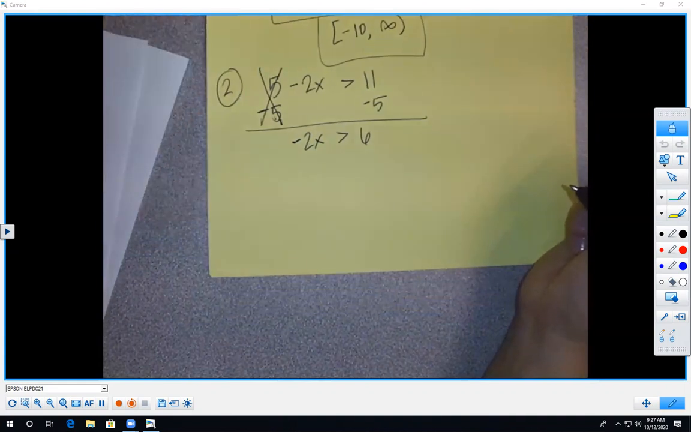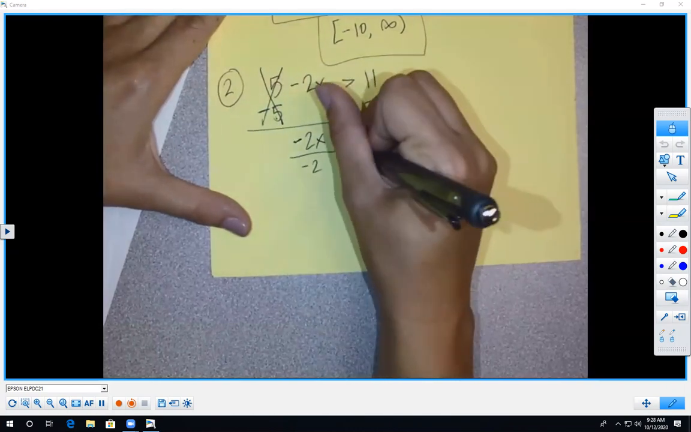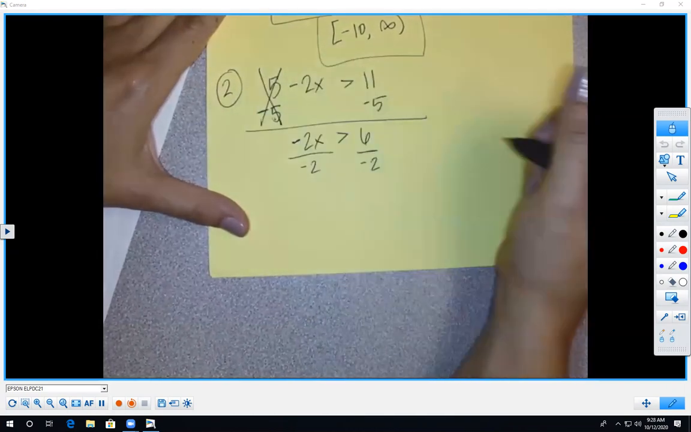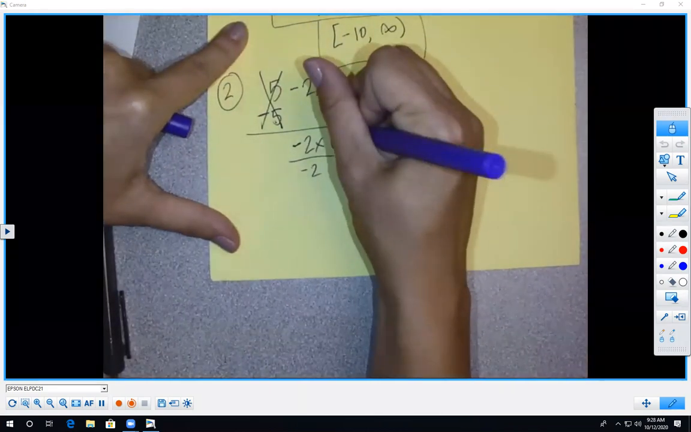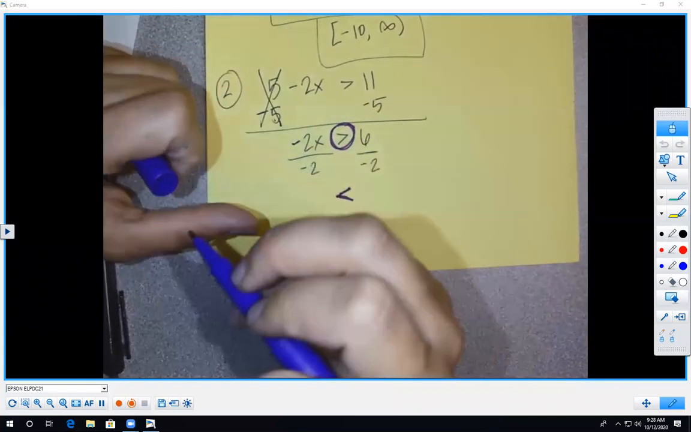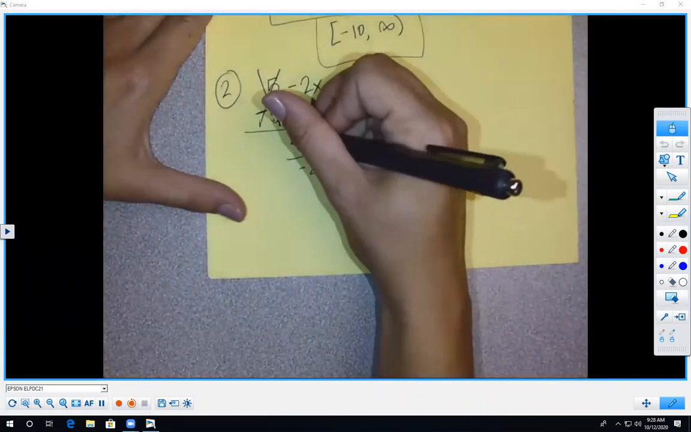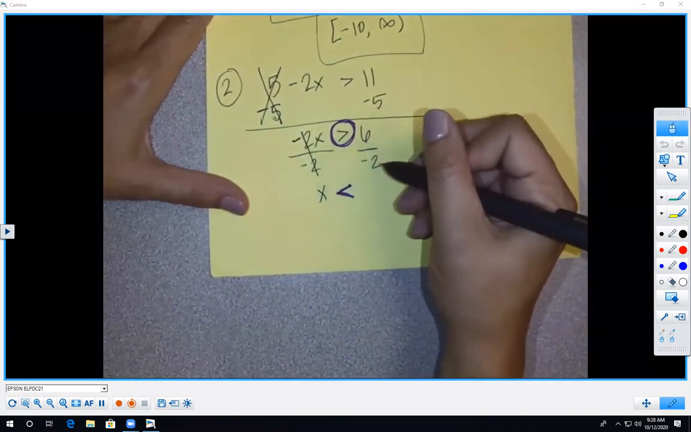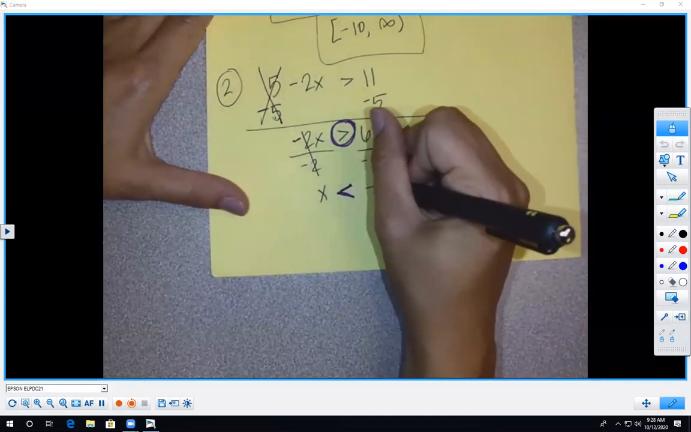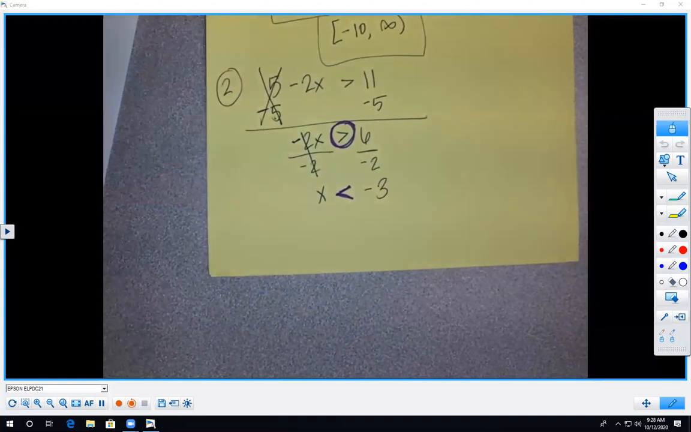How do I solve for x here? Divide both sides by -2. Did I multiply or divide by a negative number? Yes, so this greater than sign needs to turn around to a less than sign. Okay, and the negative 2's undo each other, so I'm left with x is less than, what is 6 divided by negative 2? Negative 3. Go ahead and graph that on a number line and put it in interval notation.